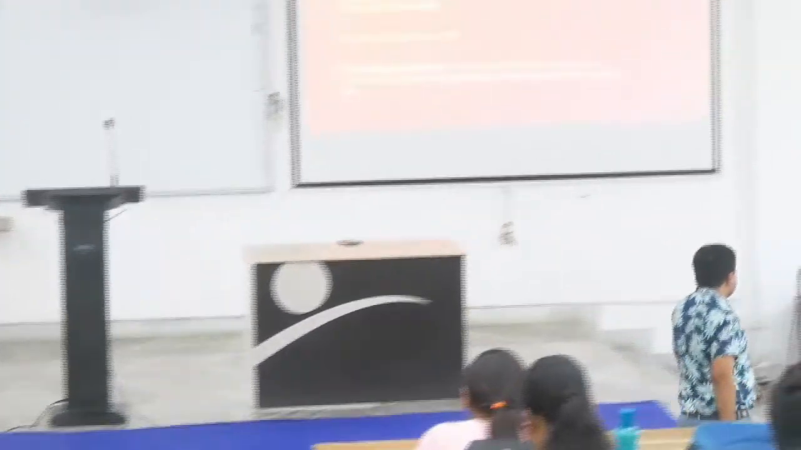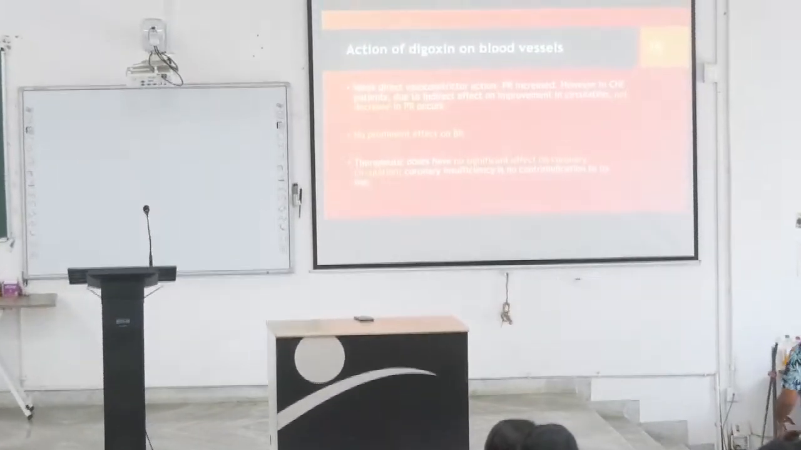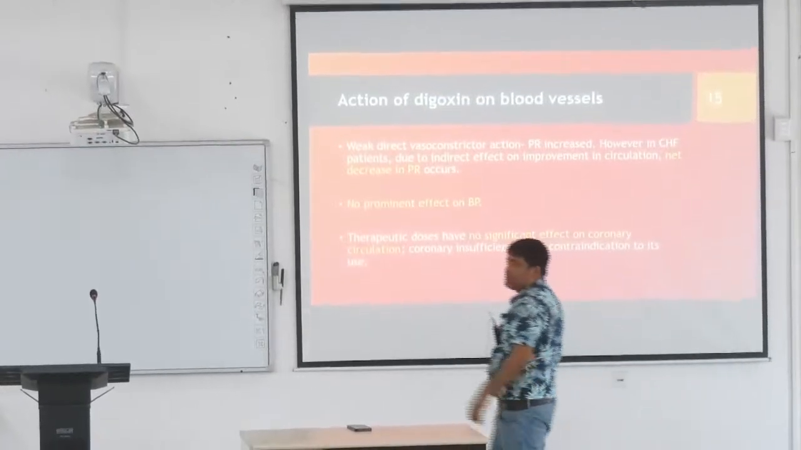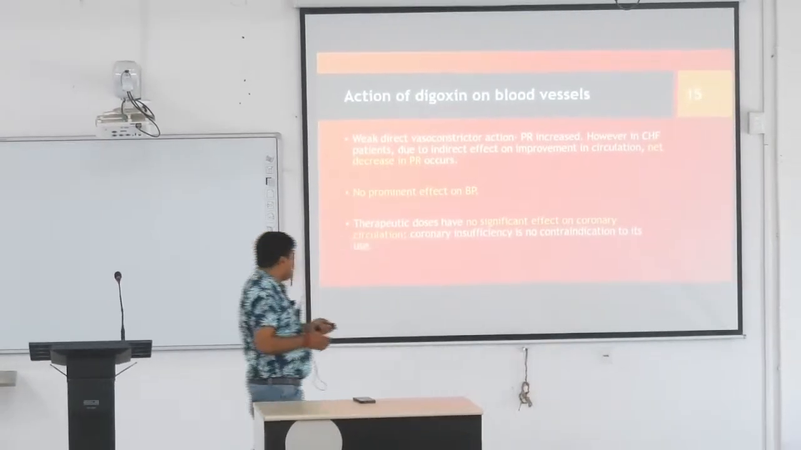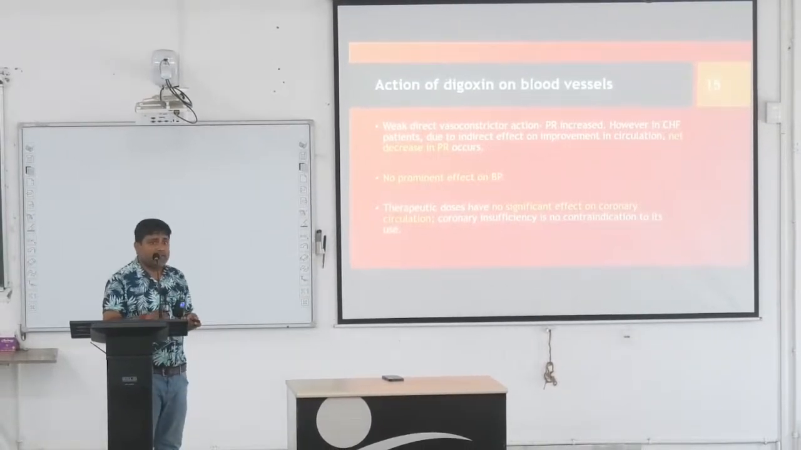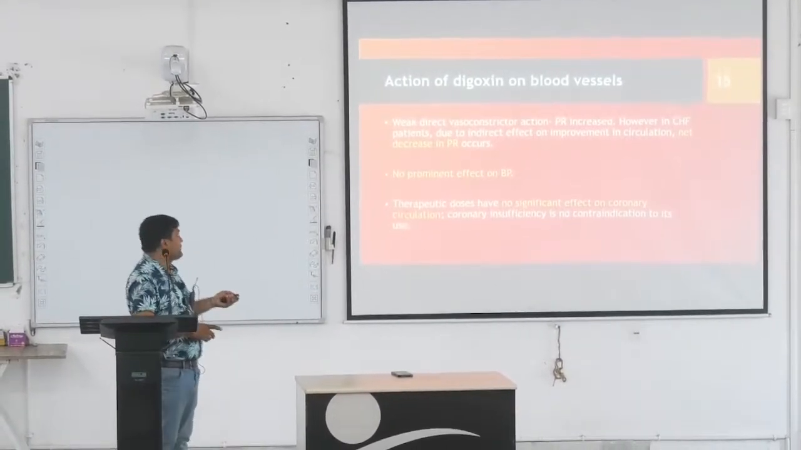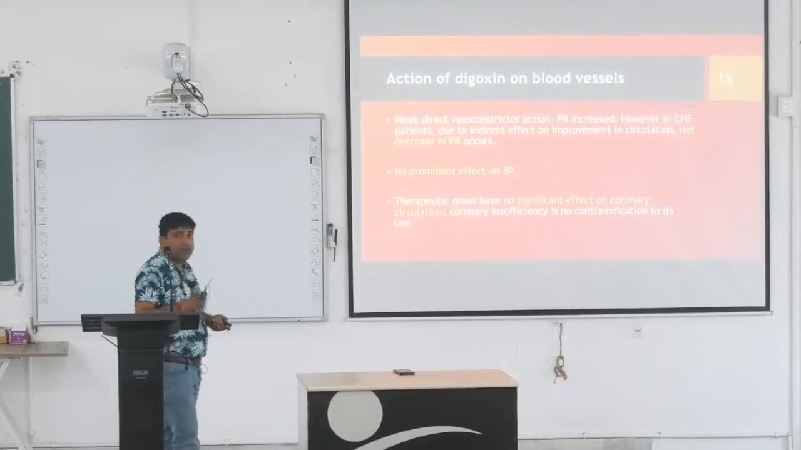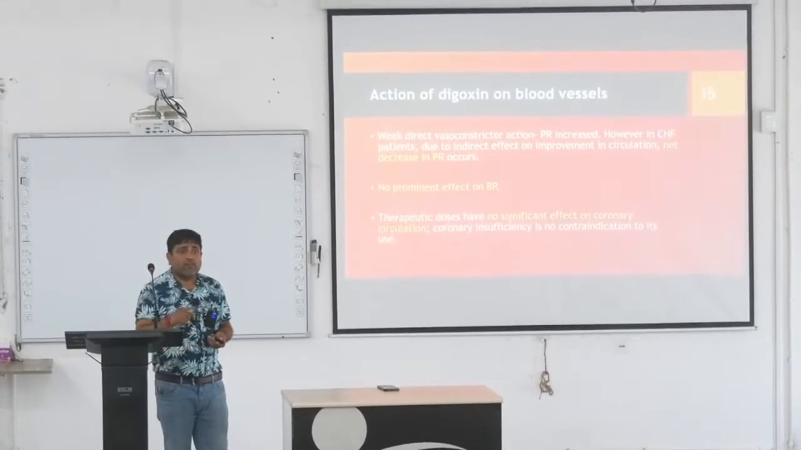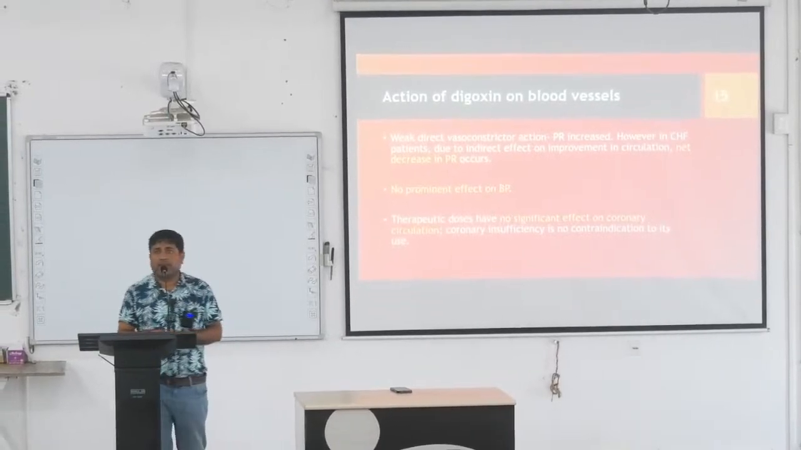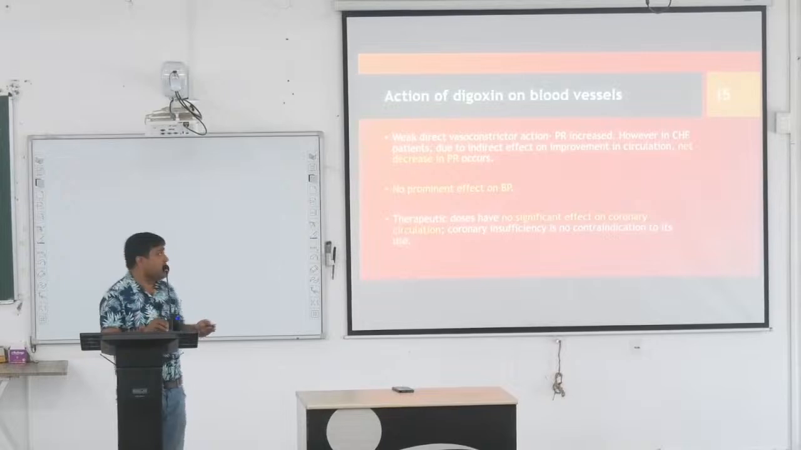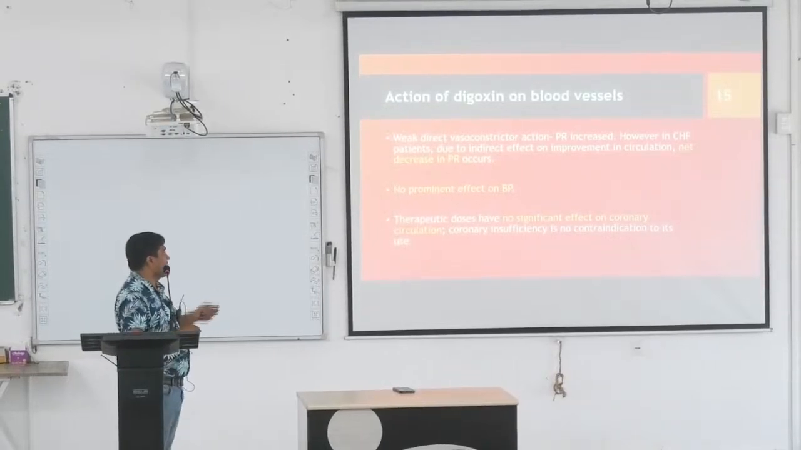Now these were all on the action of digoxin on the heart. Now the action of digoxin on the blood vessels. It has a weak direct vasoconstrictor effect. As a result, peripheral resistance increases. However, in a congestive heart failure patient, because of increased contraction, there is abolition of reflex sympathetic overactivity, and as a result, the action of digoxin in the heart failure patient is a decrease in peripheral resistance.